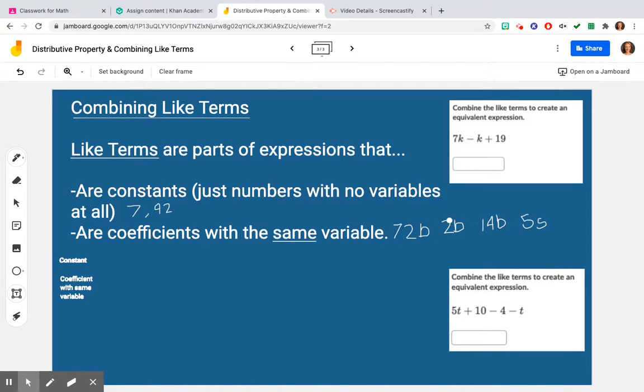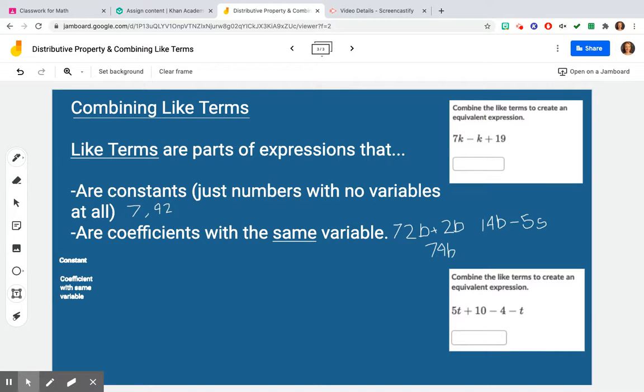And if you had something that said 72b plus 2b, you can combine those. You can say, 74b. But in contrast, if it said 14b minus 5s, you can't take away b's and s's because we don't know what they are, but we know they represent different things.